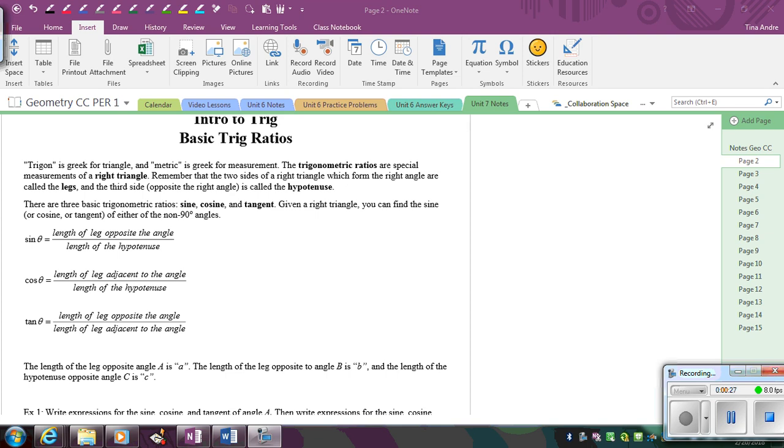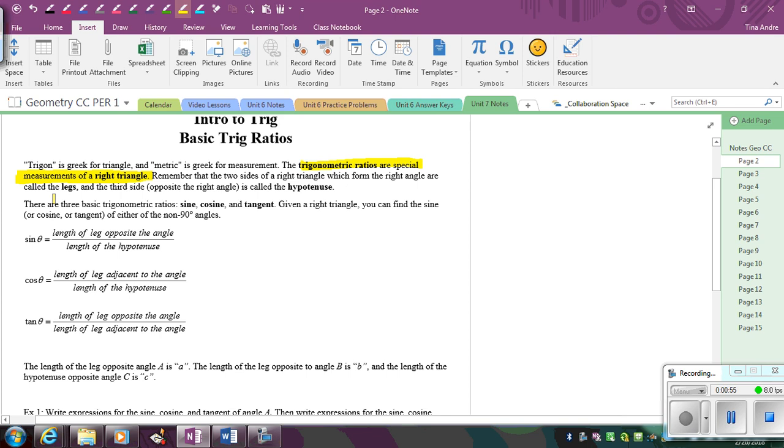There are three important trigonometric ratios which you have to know for geometry, and they only work for right triangles. So that's going to be important here: when we talk about these ratios, they're special measurements of right triangles, so we need to have right triangles if we're going to be using them. One thing to keep in mind is that in a right triangle, the longest side, across from the right angle, is the hypotenuse, and the other two sides are called the legs.